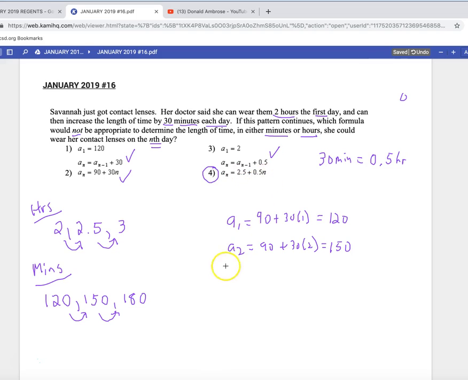And we can check this out. If we plug 1 in for n in that explicit formula, we would get 2.5 plus 0.5 times 1, which would give us a value of 3, which is not the amount of hours that Savannah can wear her contact lenses on day 1. That's why choice 4 is the incorrect formula.